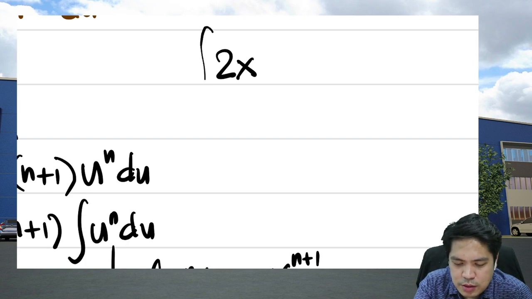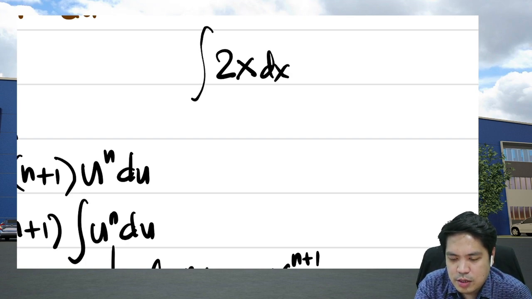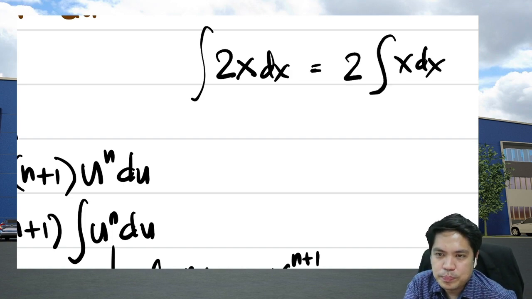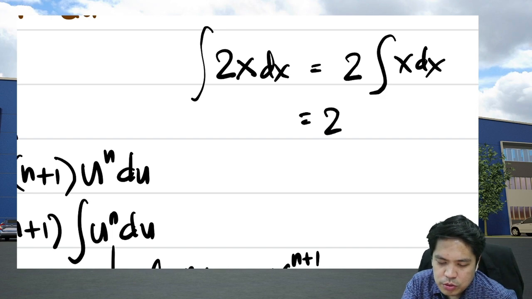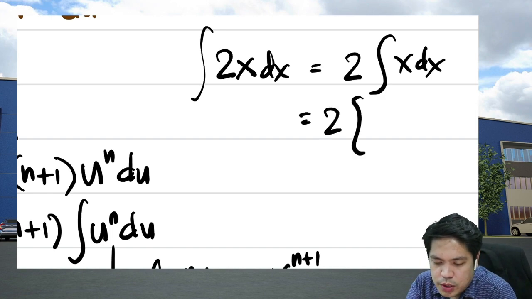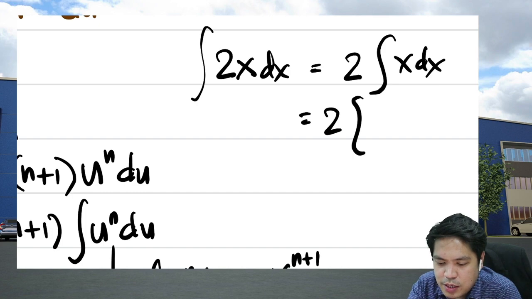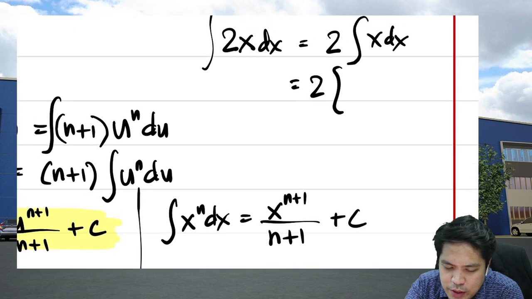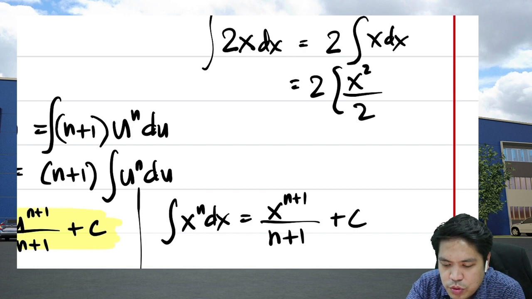So what would be the integral of 2x dx kanina? That would be equal to 2 times the integral of x dx. Okay? So that would be equal to 2 times. Now, the integral of x dx, x is equal to x raised to 1, di ba? So that would be x raised to 1 plus 1 because our n here is 1, right? Our n here is 1. So, you add 1 there. So, 1 plus 1, 2 over 2. Okay? Then, plus c. Pwedeng ganon.